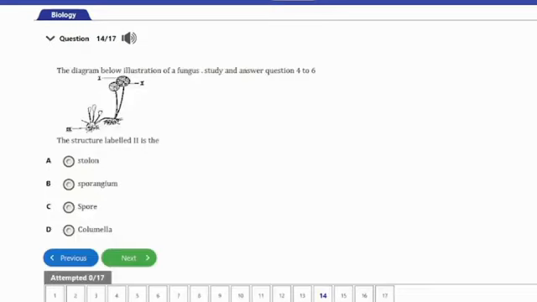That's question number 14 here. It says, the diagram below is an illustration of a fungus. Study and answer questions 4 to 6. The structure labeled II is the A, stolon, B, sporangium, C, spore, D, columnar. So guys, the answer to this question is option D here, and that's the columnar. So that's it for this question. Let's go ahead and consider the next question, guys.